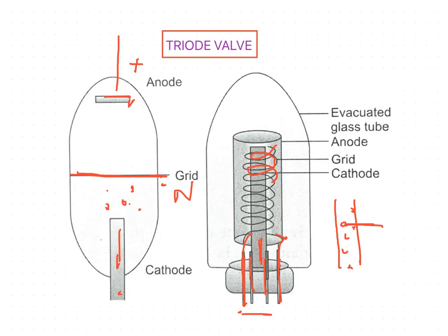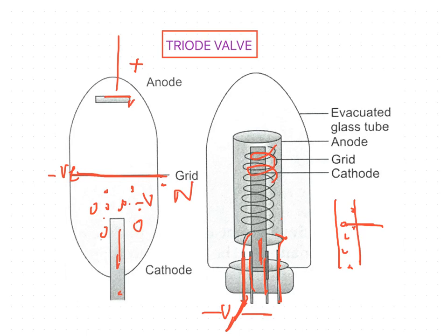Now if the grid is charged negatively from a source outside, this is the pin, so if you give some negative charge to it, what will happen? Here the electrons are released after heating of the filament. If the grid is negative, what will happen here? The electrons also have a negative charge.